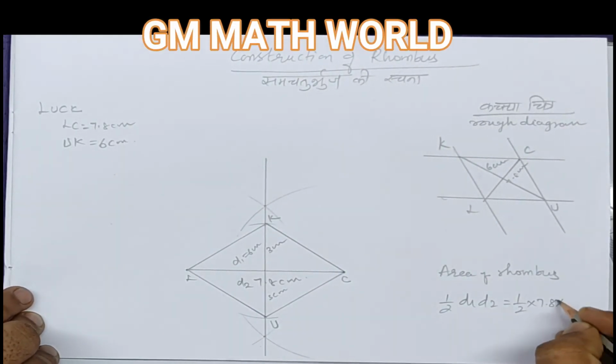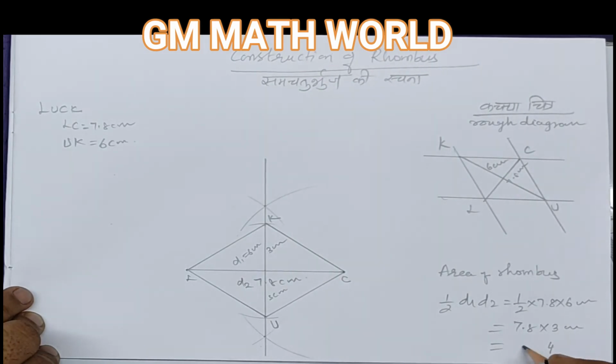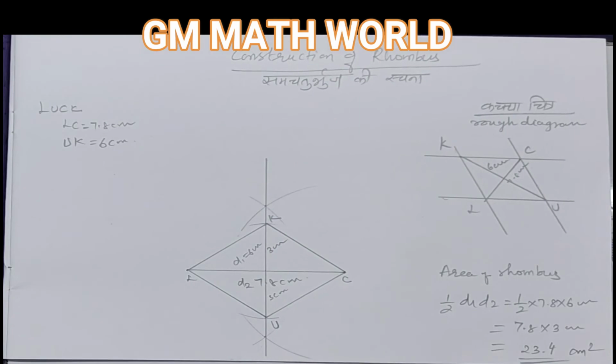After getting the rhombus LUCK, both the diagonal measurements we know, and the area of rhombus is half into D1 into D2, which is half into 7.8 into 6 centimeter. Half of 6 is 3 centimeter, so 7.8 into 3 is 23.4 centimeter.